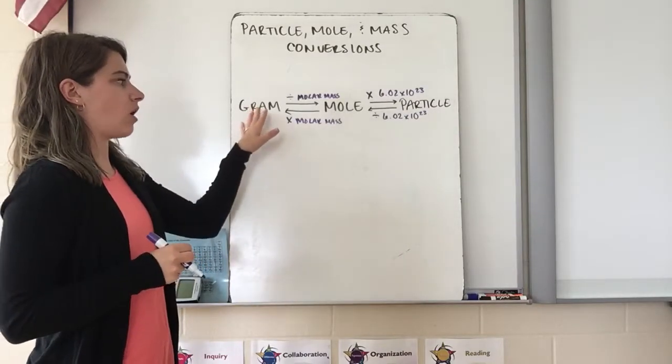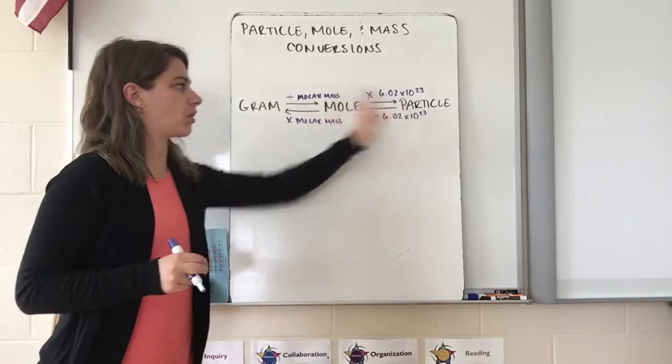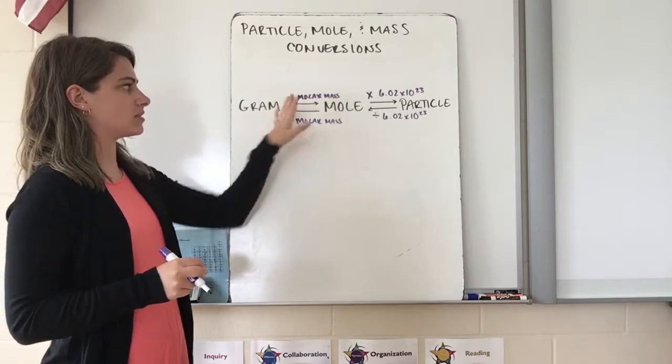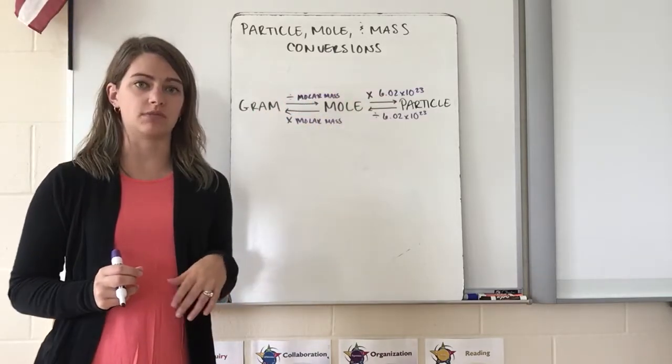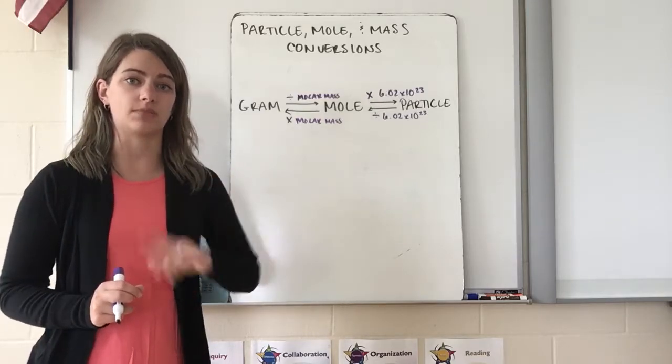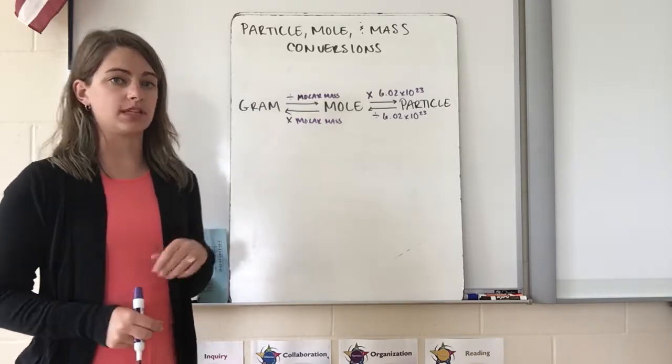So if we wanted to go all the way from grams to moles to particles, we'd first take our grams, divide by our molar mass, then we'd multiply by 6.02 times 10 to the 23rd. So there would be 2 steps for that. So let's walk through a couple examples.